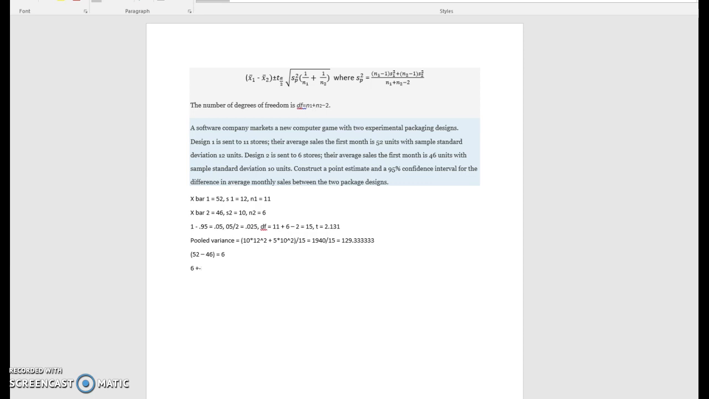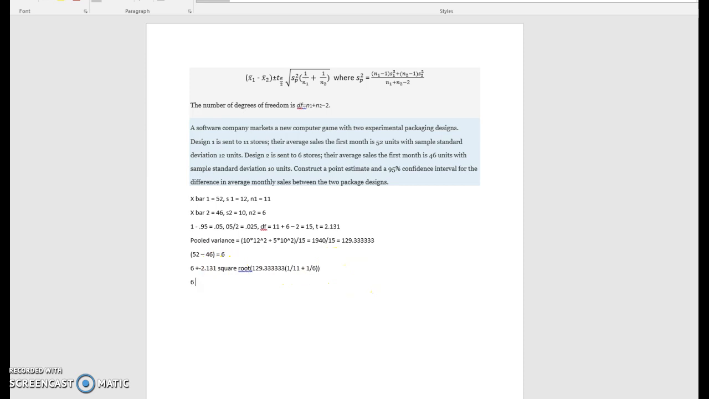Our t of alpha over 2 was 2.131. And now we'll have the square root of our pooled variance, 129.333333, and then we've got to multiply that times 1 over N1, which is 11, and 1 over N2, which is 6. And notice that set of double parentheses that I put in there, one of them for this part right here, which is in parentheses in our formula, and the other part for the square root, so that when we put this into the calculator, we get it right. I'm going to do that square root first.